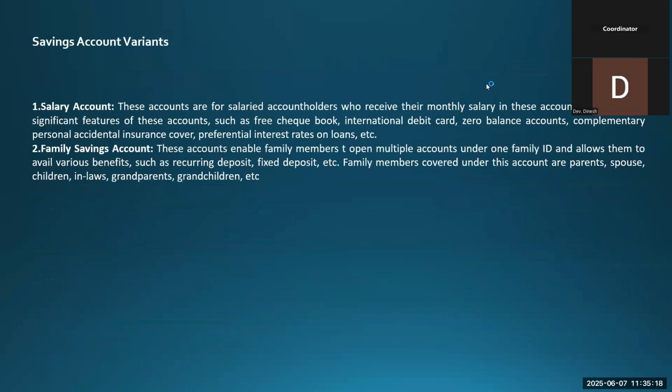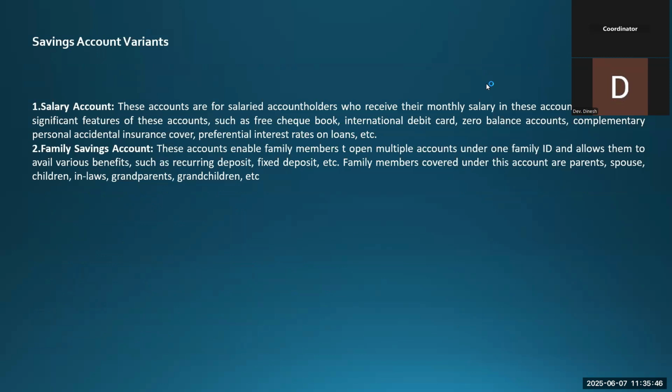Salary account is another variant of savings account. Salary account is for people who receive salary from their corporates, and the salary can be directly credited into the salary account of the customers. It is a savings account which is meant for salaried individuals who are getting salary from their company. So you asked me a couple of days back, what is a salary account? This is what it is. It is a type of savings account where the salary will get credited into that account.